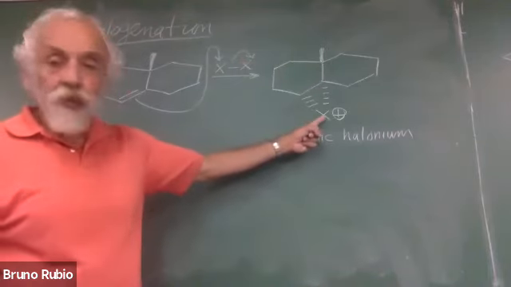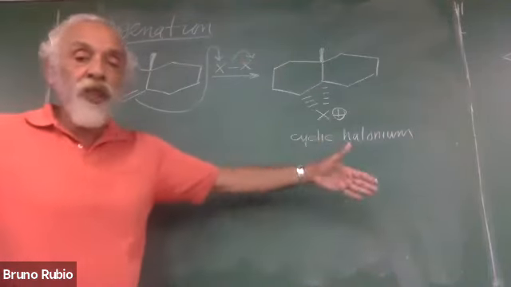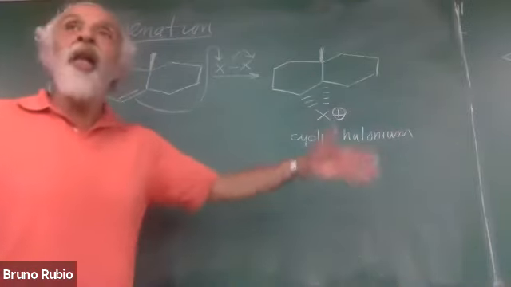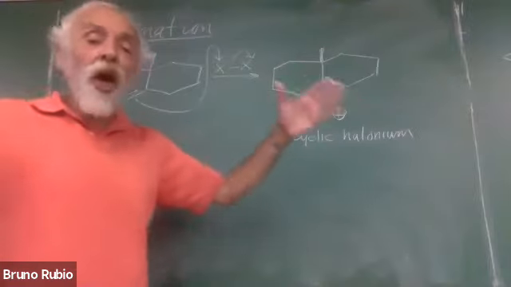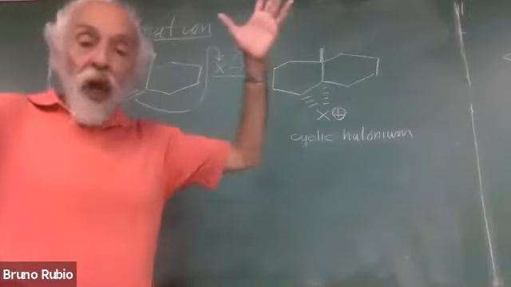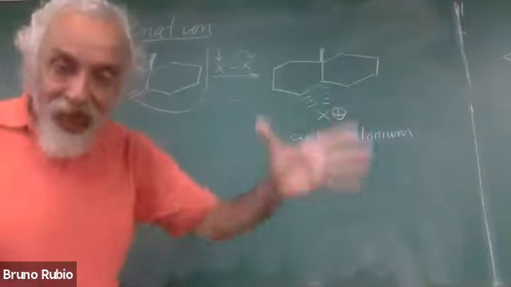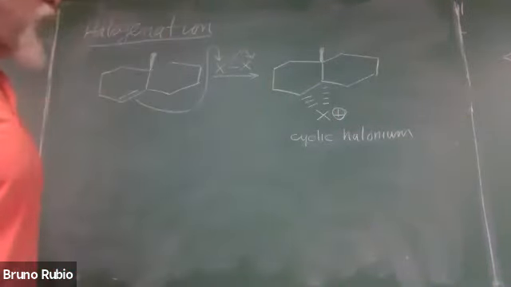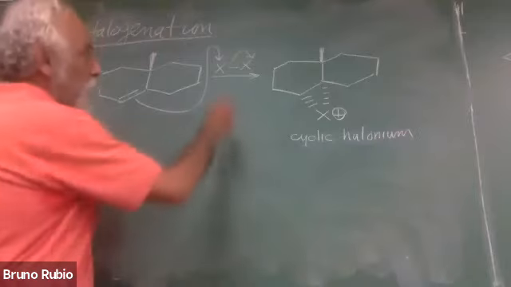But hydrogen can't do this. Hydrogen can't span two carbons at the same time. It's too small. But look where Cl, Br, and I are on the periodic table. These are big atoms. They can span both carbons at the same time. All right, so there's our cyclic halonium cation.